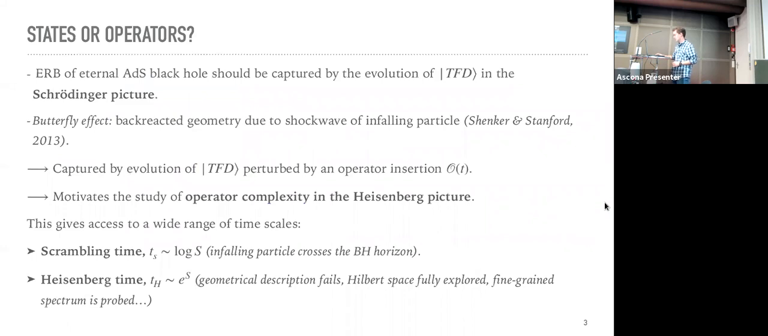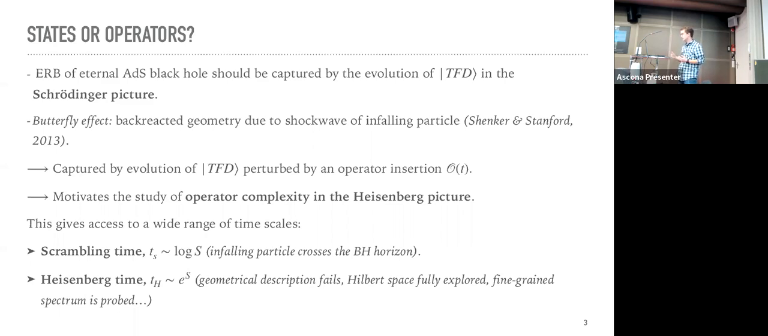But before proposing so, let me give some more detail on what we want to measure. We want to measure the complexity of states or of operators. A priori, we could be interested in computing the complexity of the evolution of the thermofield double state, which is a state dual to this two-sided black hole in the Schrodinger picture. This would be probably interesting, but even richer is operator complexity in the Heisenberg picture, because this is a type of quantity that appears when we study the so-called butterfly effect. So when we test the stability of the thermofield double state under some perturbation that we induce by inserting an operator that generates an infalling particle that creates a shock wave and therefore distorts the Einstein-Rosen bridge.